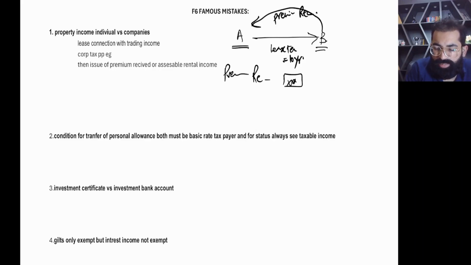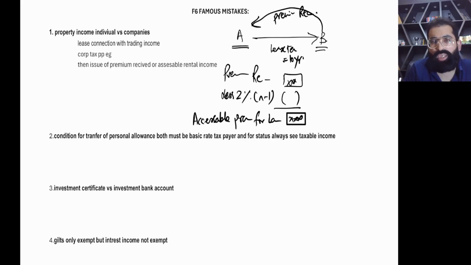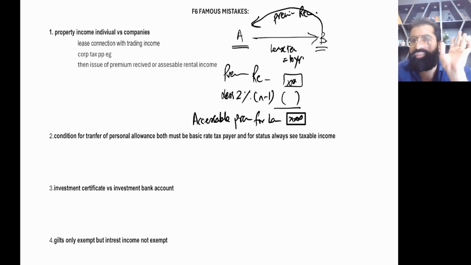Less 2% into (n minus 1) multiplied by the premium, this is the relief, and then at the bottom you will get the assessable premium for landlord. Now the interesting fact is that this premium is taxed on receipt basis both for individuals and companies. If you are an individual, still it's on receipt basis, and if you are a company, still this premium received is taxed on receipt basis for sure. Be careful with this.